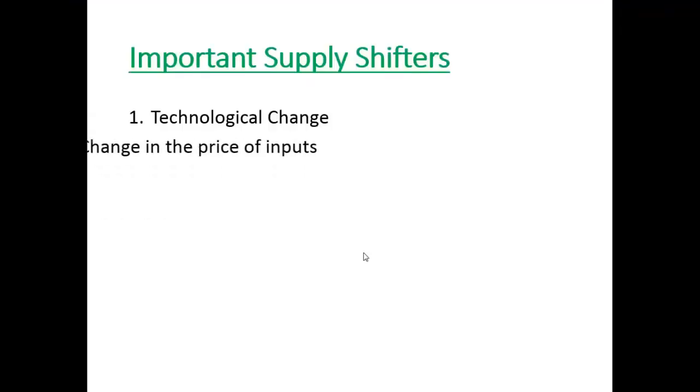Second important supply shifter is a change in the price of the inputs. Inputs could be anything from the price of labor to the price of capital, which is machinery and equipment, to the price of land, electricity, right? All of these things are inputs. Well, similar to what we just talked about with the technological change, if the price of an input goes up, the marginal cost of production go up. If the price of an input increases, the supply curve will shift up, or to the left, we have what we know as a decrease in supply.